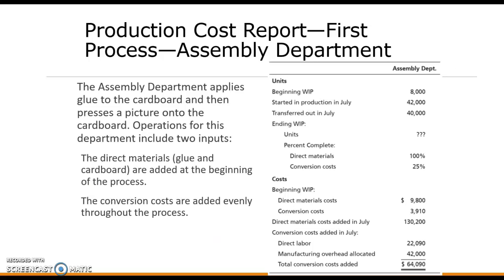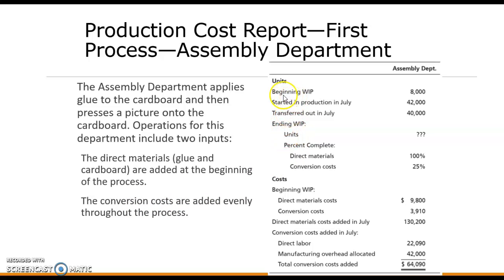Now this goes through the information for the example that we're going to go through. Here we're told that this is just for the assembly department, okay? The assembly department has some direct materials, which is glue and cardboard, that are added at the beginning of the process. Then the conversion cost is where the picture is pressed down onto the glued up cardboard. And so that's the whole assembly process.